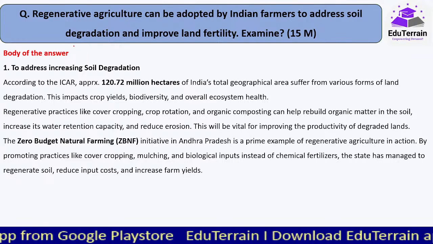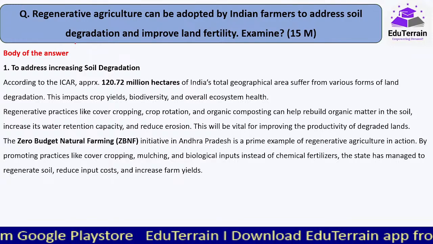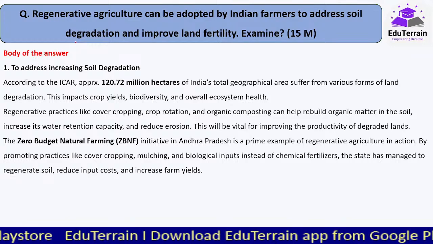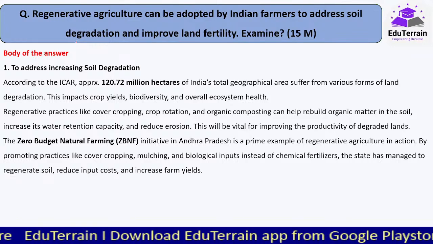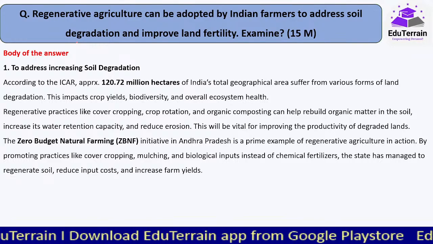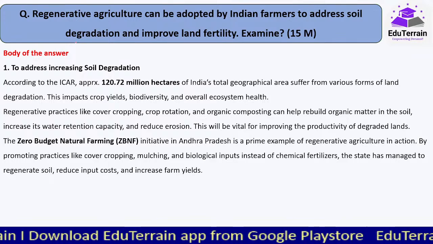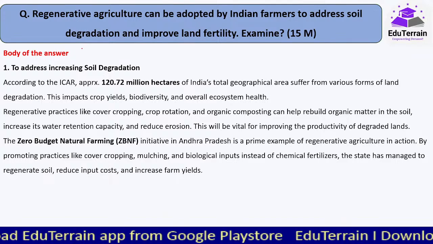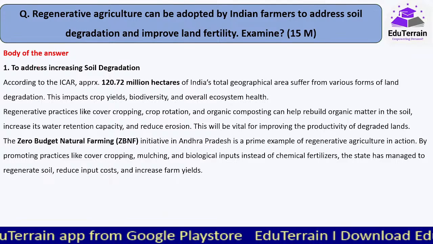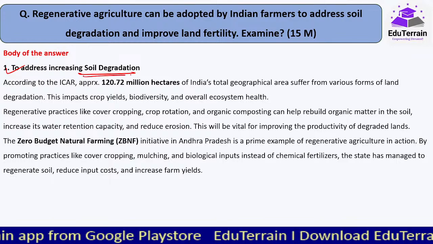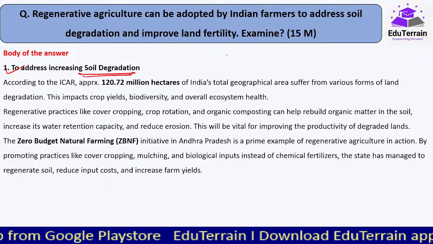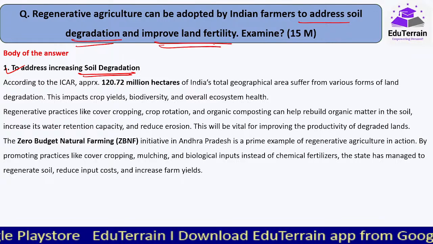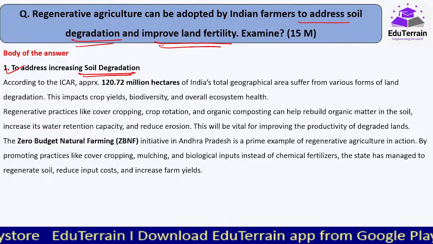Now coming to the body of the answer, you have to provide the reasons why they should adopt. We are examining the statement as to regenerative agriculture can be adopted. Why? Examine. We are now focusing on the reasons. Now here in the body of the answer, first reason: to address increasing soil degradation. Already 2 reasons they have given: to address soil degradation and improve land fertility. Further, I have added 2 more reasons in this.